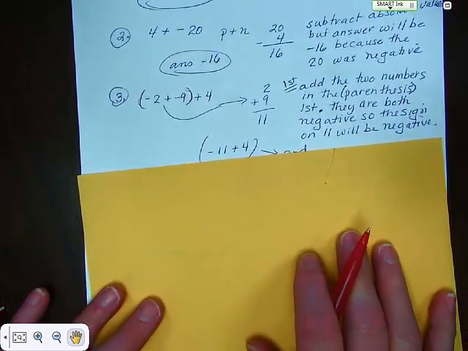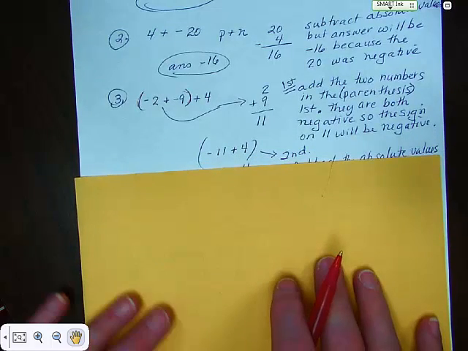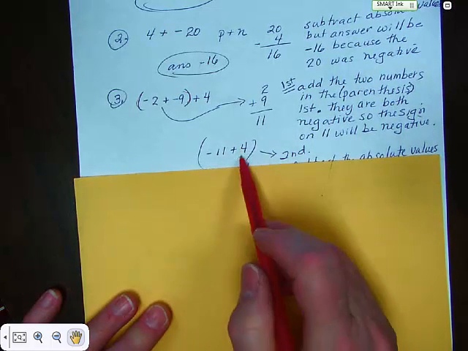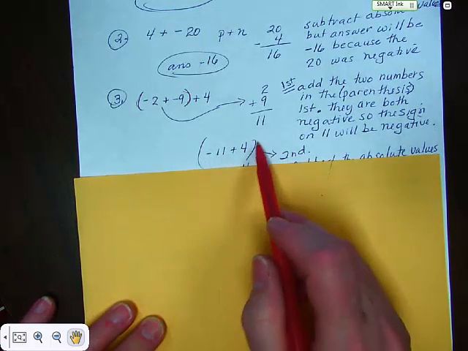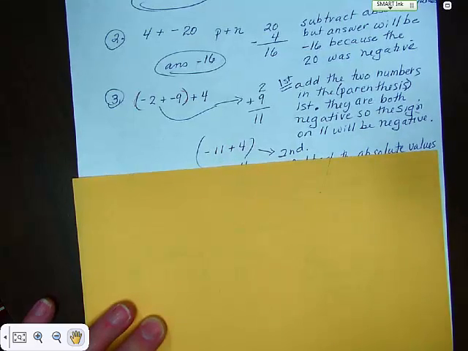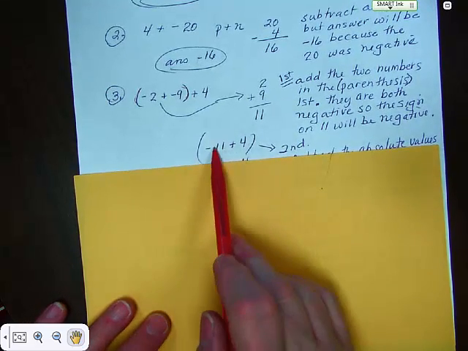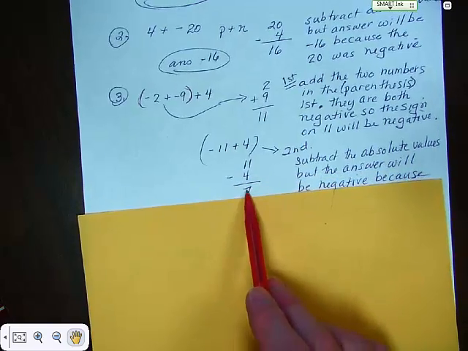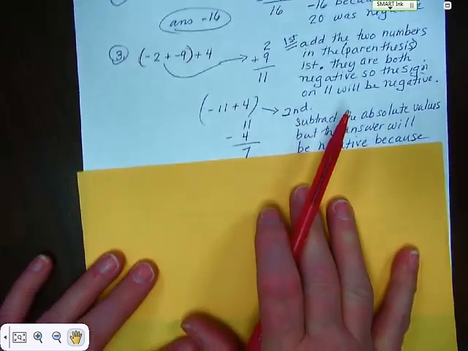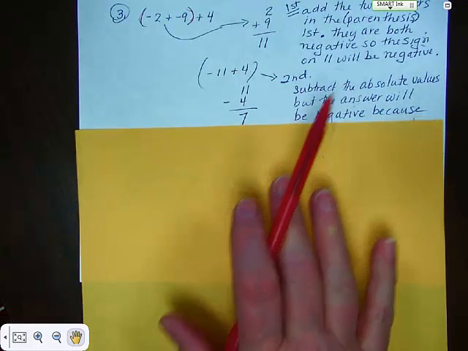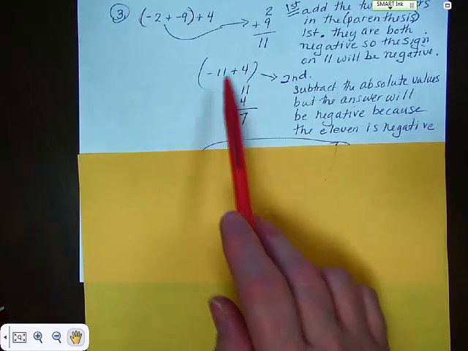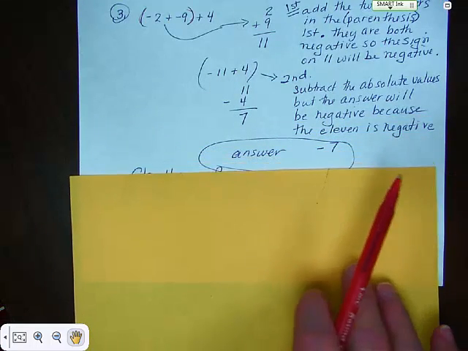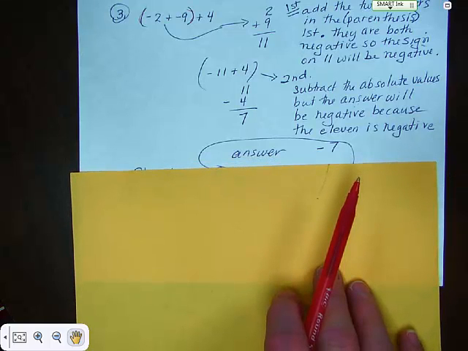And so we rewrite the problem. We have now a negative 11 plus a 4. Opposite signs, one's negative, one's positive. So we'll take the absolute value of both, 11 and 4, subtract them, and we get 7. But that 7 is going to be, yep, negative because the 11 was negative. So the answer is negative 7.